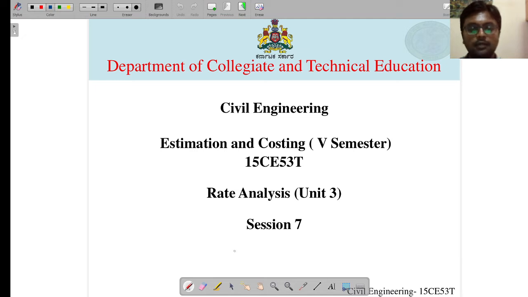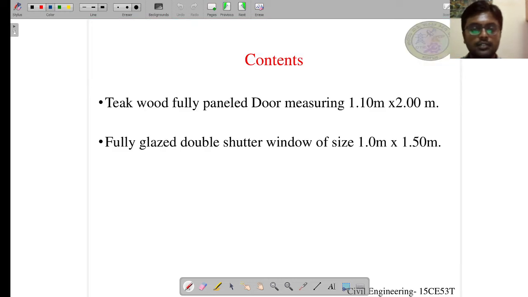In this session, we are going to discuss rate analysis, which is Unit 3 of Estimation and Costing subject in 5th semester Civil Engineering. We are going to discuss teak wood fully paneled door measuring 1.10 meter into 2 meter and fully glazed double shutter window of size 1 meter into 1.5 meter.